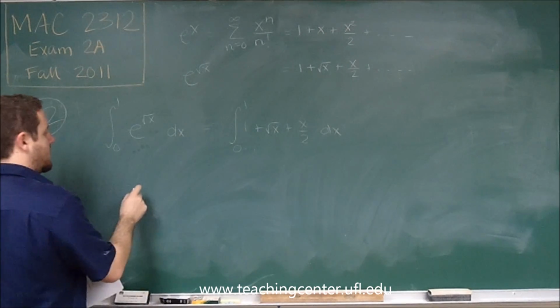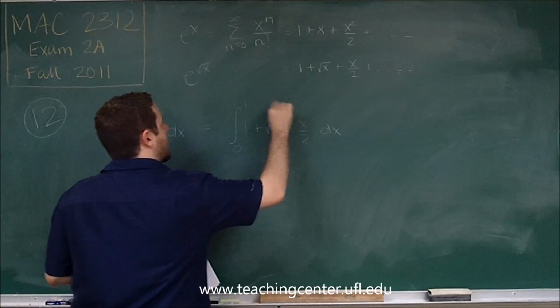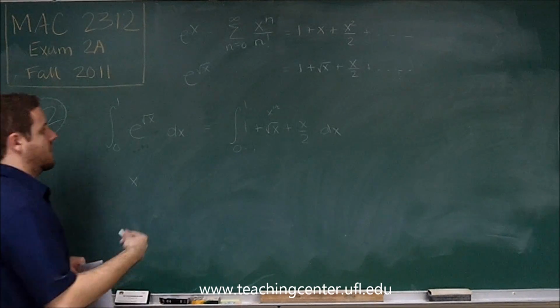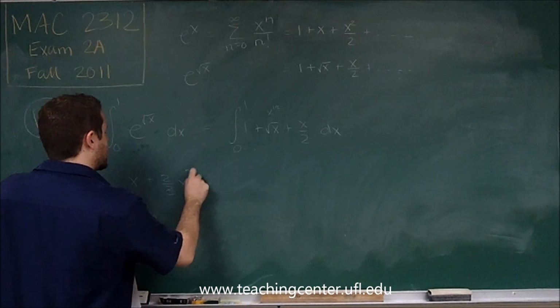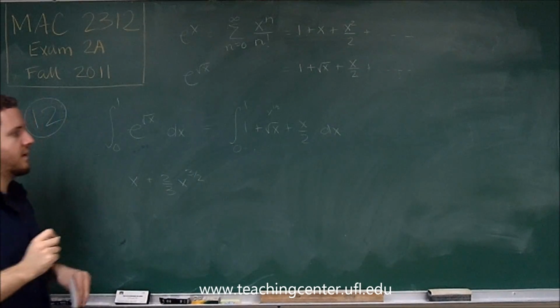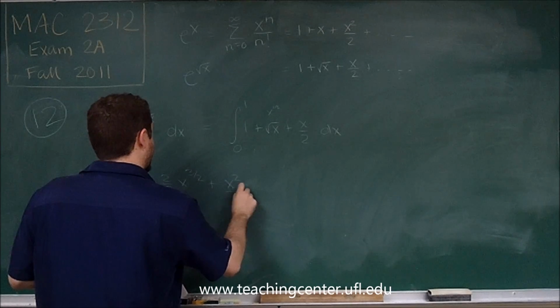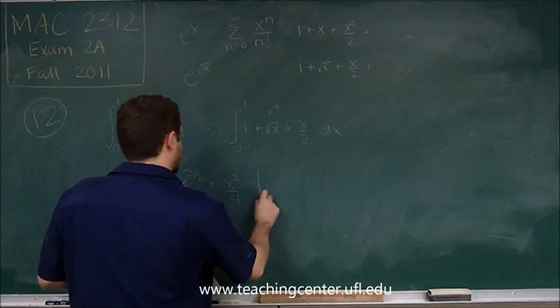When we take the antiderivative, we're going to get x. Then this is x to the 1/2, so remember, using your integration rules, we raise the power by 1 and divide by that new power. That's going to be 2/3 x to the 3/2. And here we're going to get plus x squared over 4. And we're taking this from 0 to 1.